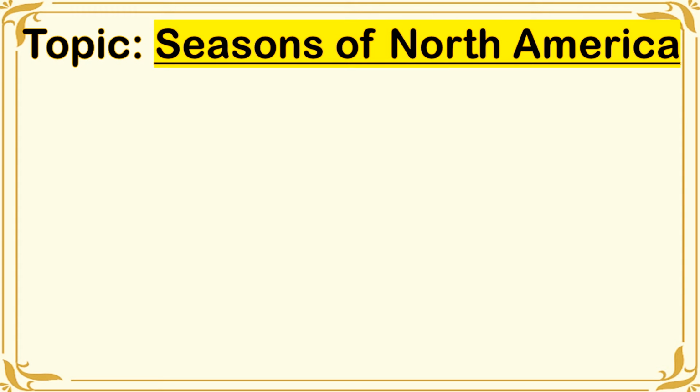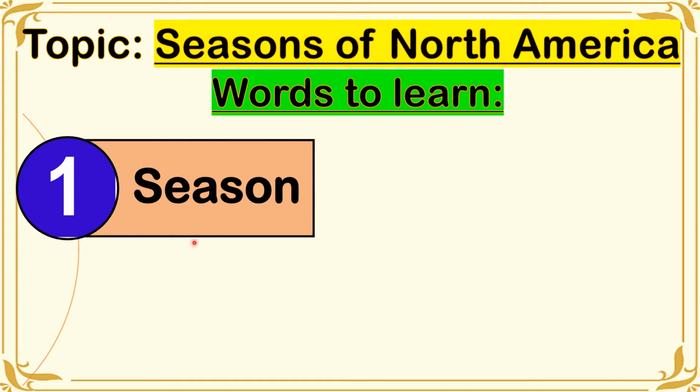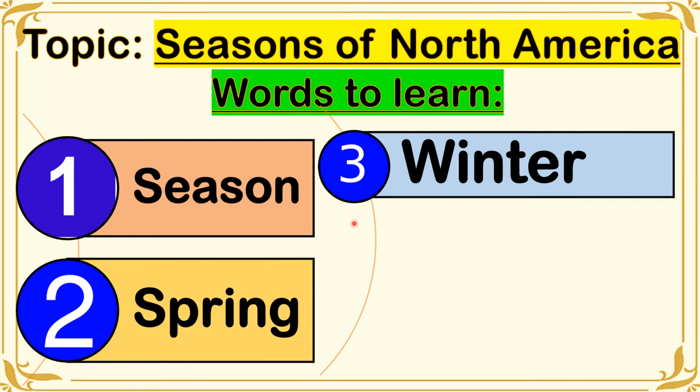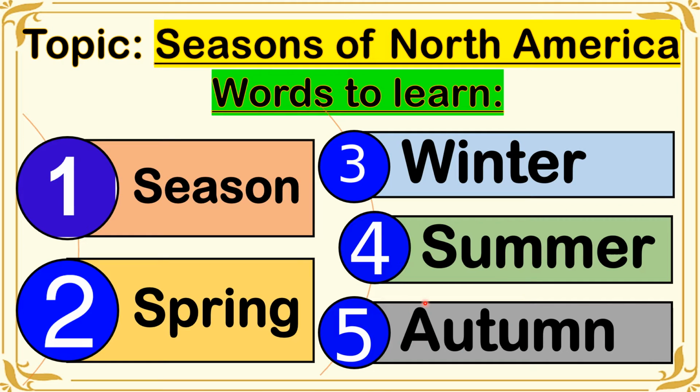Class, our topic for today is about the seasons of North America, and these are the vocabulary words. Please repeat after me so you can still practice your reading skills and your speaking skills even if you are just at home. Are you ready now? Let's start reading. Number 1, season. Number 2, spring. Number 3, winter. Number 4, summer. And number 5, autumn.